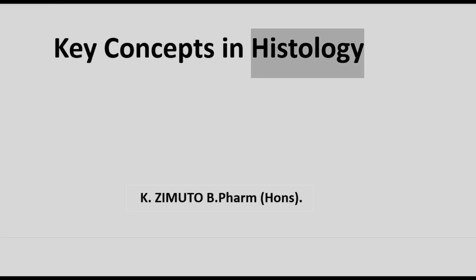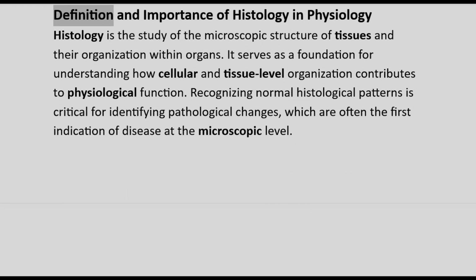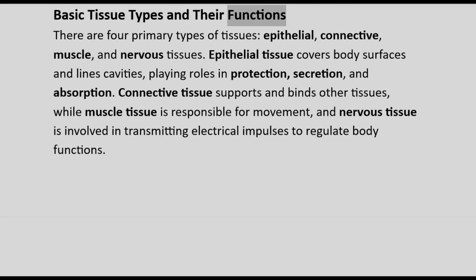Key concepts in histology. Definition and importance of histology in physiology. Histology is the study of the microscopic structure of tissues and their organization within organs. It serves as a foundation for understanding how cellular and tissue-level organization contributes to physiological function. Recognizing normal histological patterns is critical for identifying pathological changes, which are often the first indication of disease at the microscopic level.